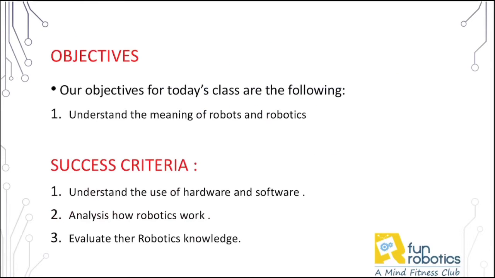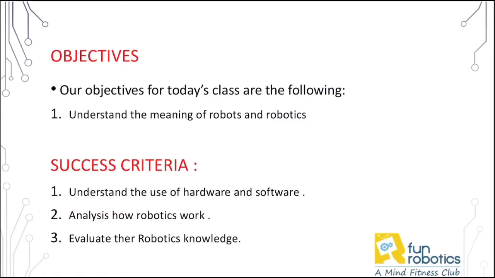Our objective for today is to understand the meaning of robot and robotics. Do you remember when we did a small research at the beginning of September about these two words? So today we're going to understand the meaning of robots and robotics. Our success criteria are to understand the use of hardware and software in robotics, of course, to analyze how robotics work, and to evaluate our information or our knowledge about robotics.